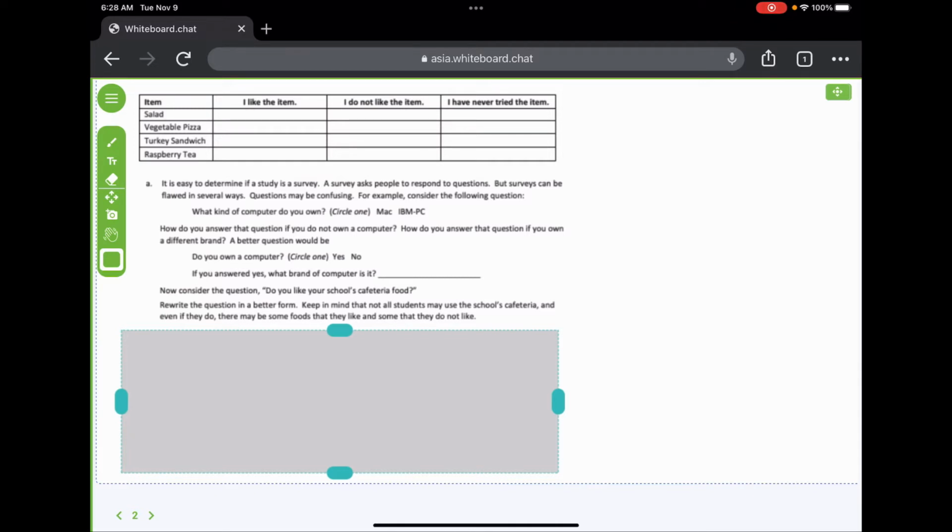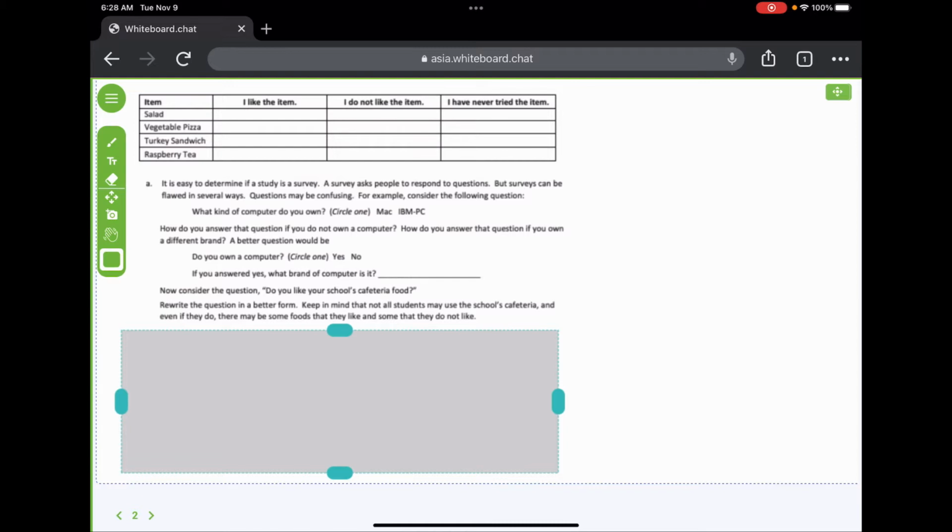A better question would be, do you own a computer? Circle one, yes or no. If you answer yes, what brand of computer is it? Okay, now consider the question. Do you like your school's cafeteria food? Rewrite the question in a better form.